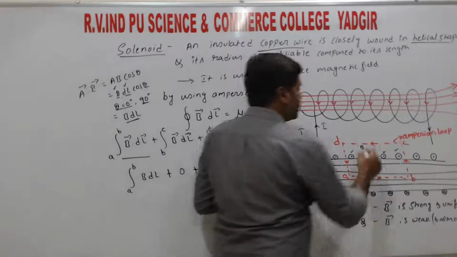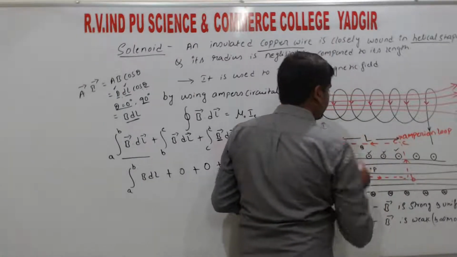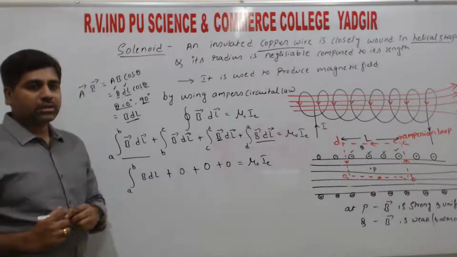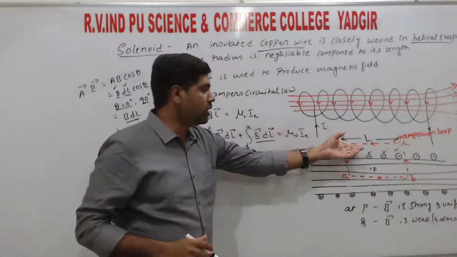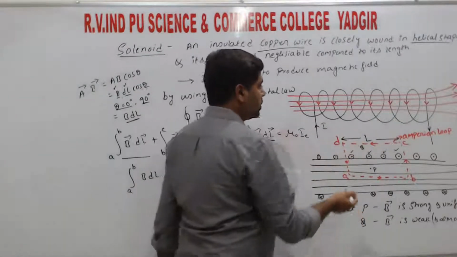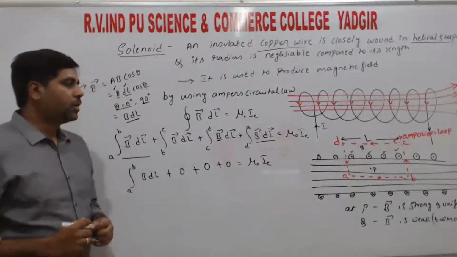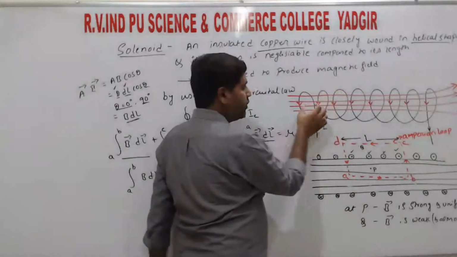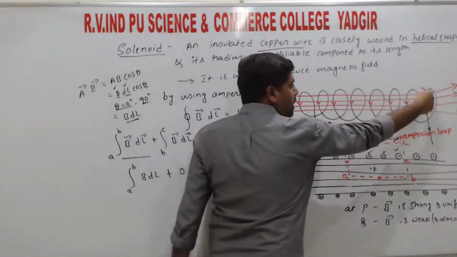So we can take this as length L. The Amperian loop length we can consider as L, or x, whatever you like, or L as your choice, right? Here there is a number of turns, we don't have only one turn. So here we have the number of turns, right?